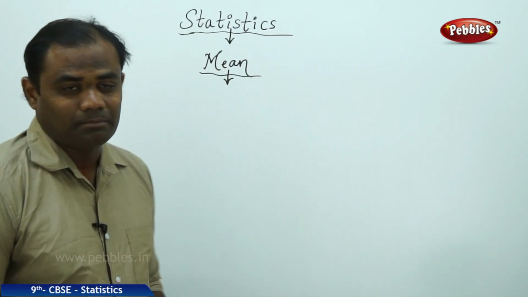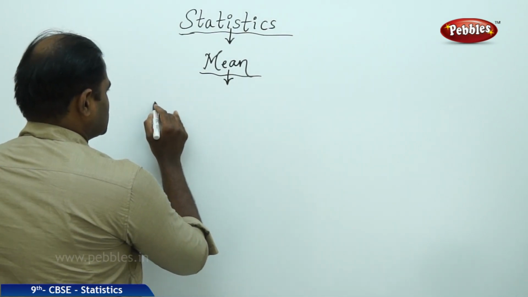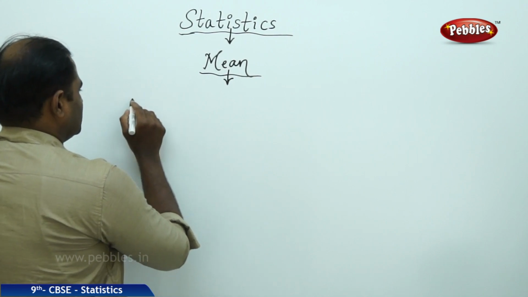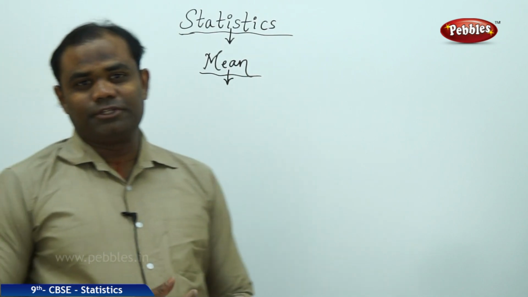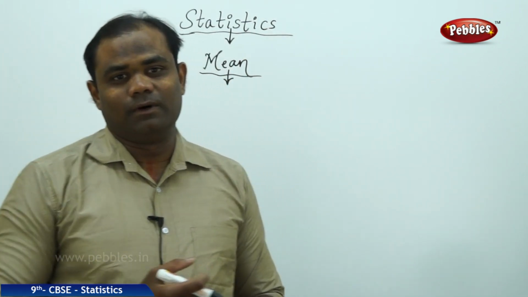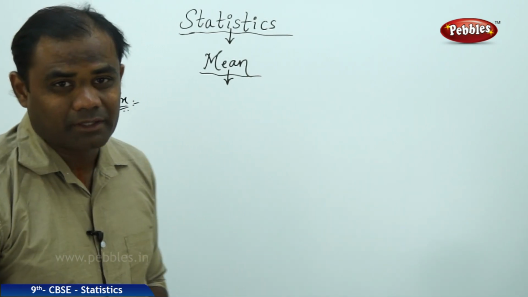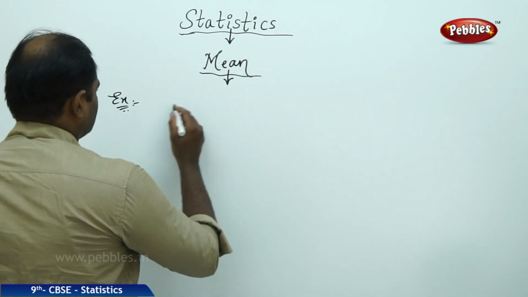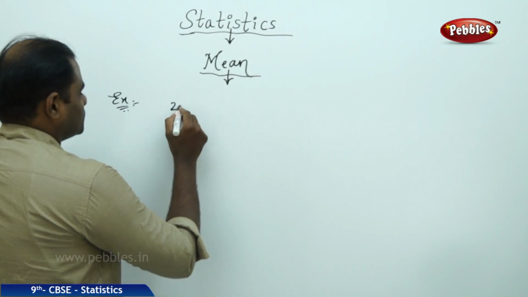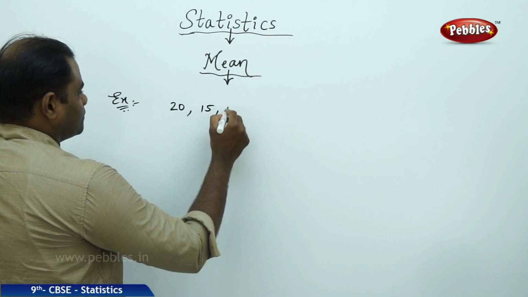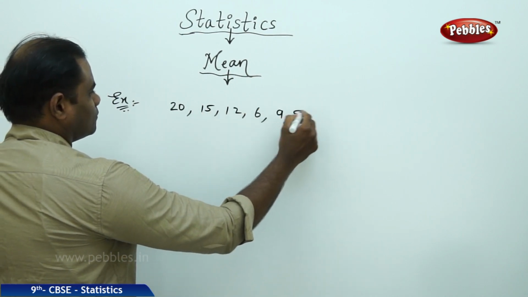So let's, for example, say I have a score of runs which a cricket player makes in every over. In a 20 over match, let's say the cricket batsman A or the team makes in the first over 20 runs, 15, 12, 6, 9, 5.